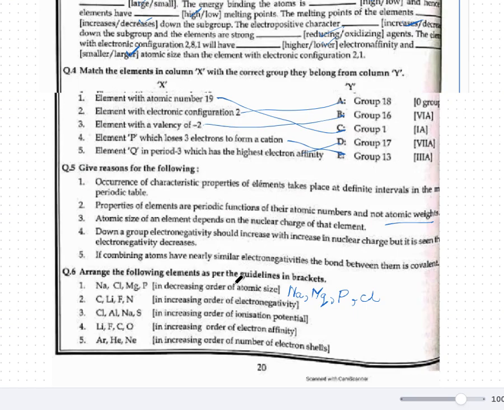Then, lithium, carbon, nitrogen and fluorine in increasing order of electronegativity. Of course, increasing order, so first will be lithium. Then comes carbon, as we are moving to the right, then comes nitrogen, and then comes fluorine.